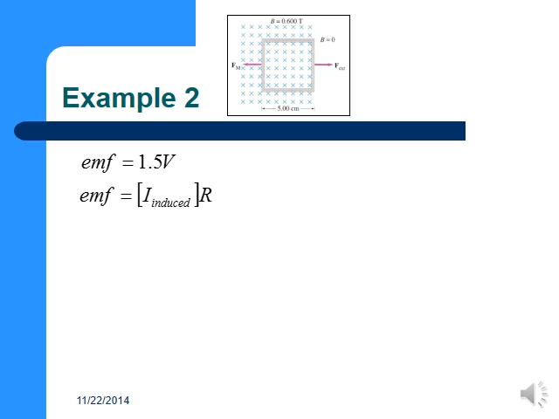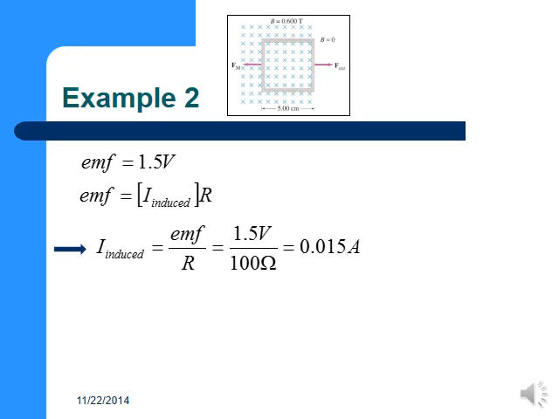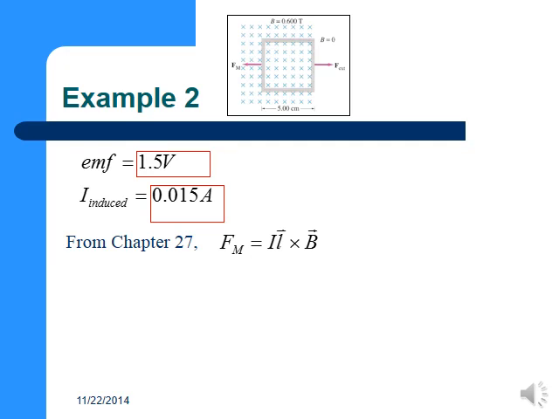Now to solve for the induced current, we can use Ohm's law because V is equal to IR. This gives us an induced current of 0.015 amps. So this answers parts A and B of this problem.